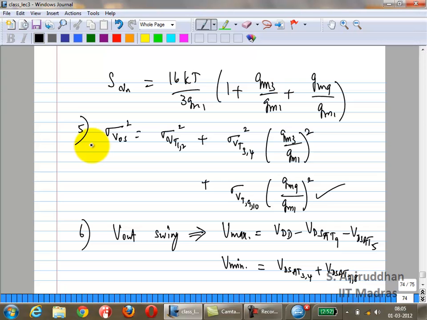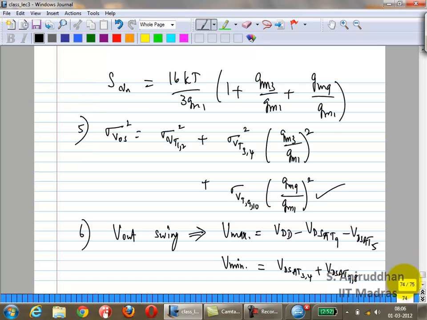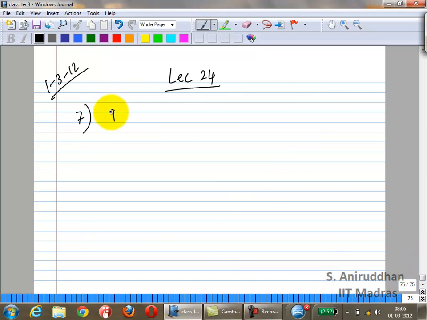The one good thing about this compared with your telescopic is that your output swing is very, very good, right? It's the best you can do with a cascode kind of structure. You have 2 VDSAT from the top and 2 VDSAT from the bottom. Okay, so we have 2 more parameters. This is the 6th one, the output swing.